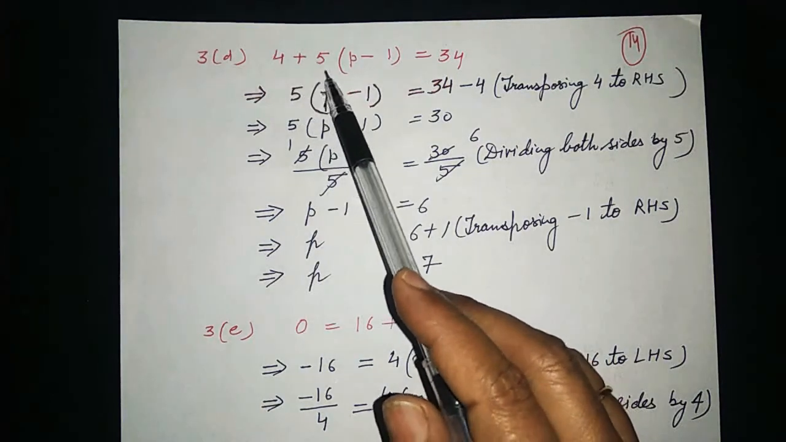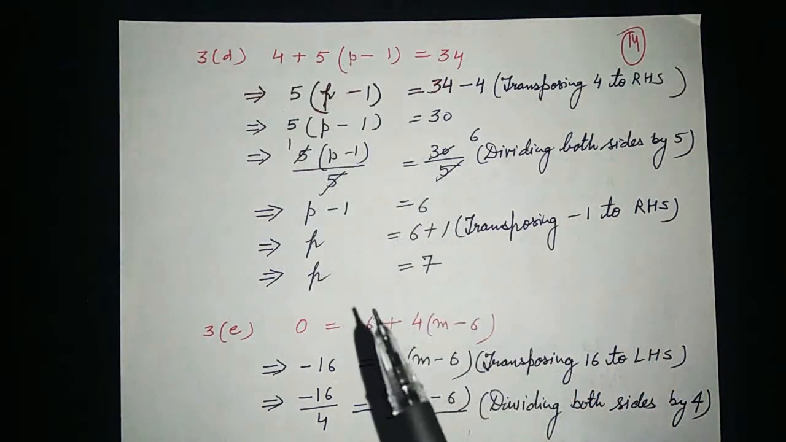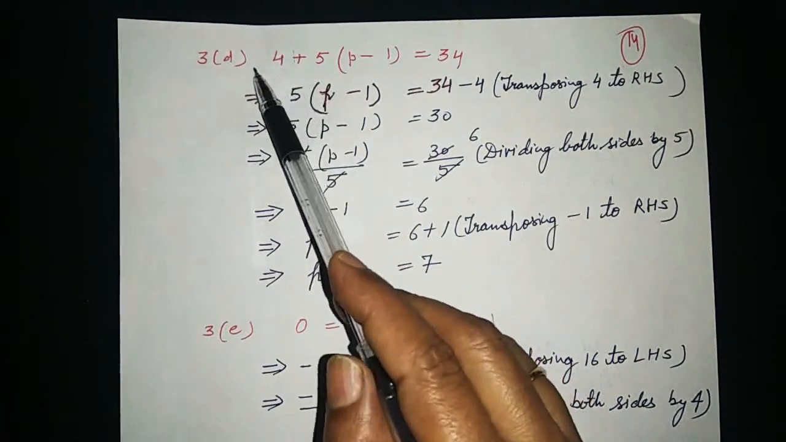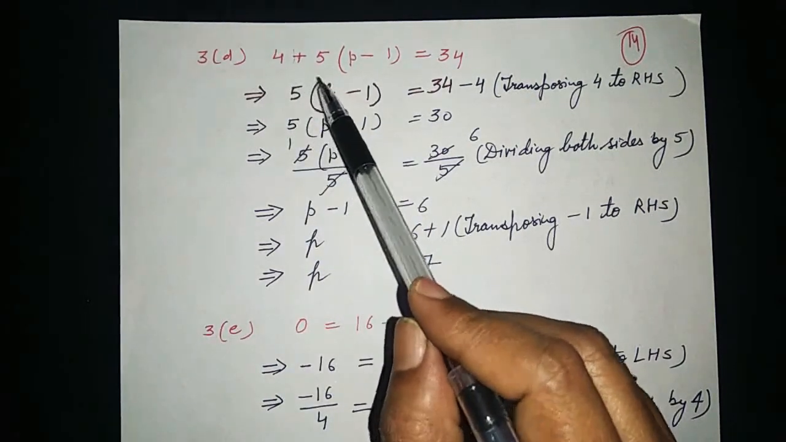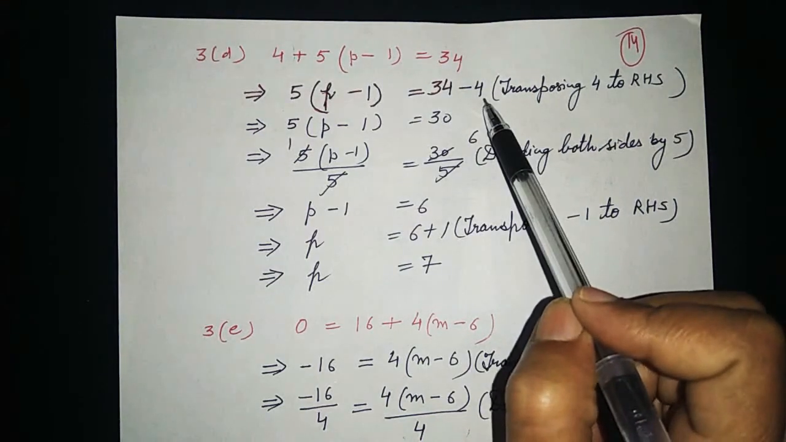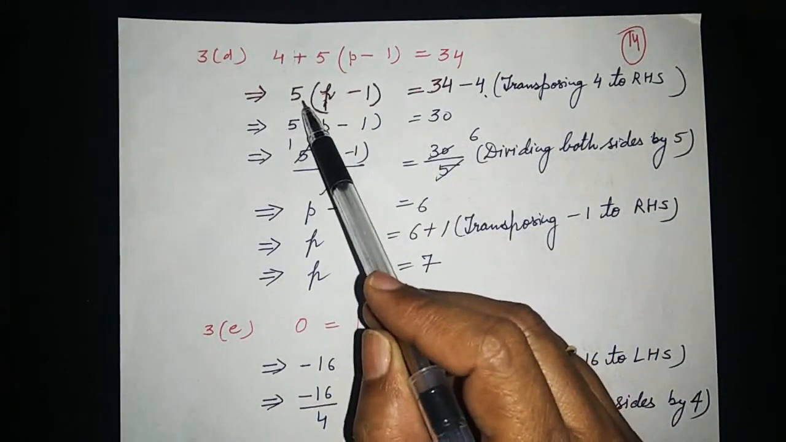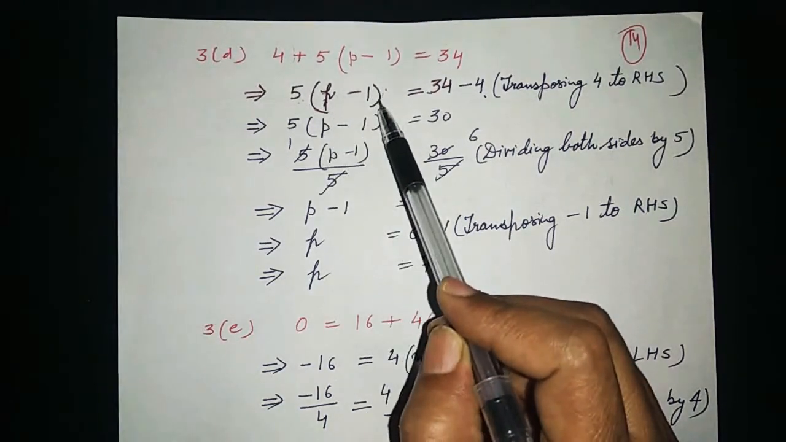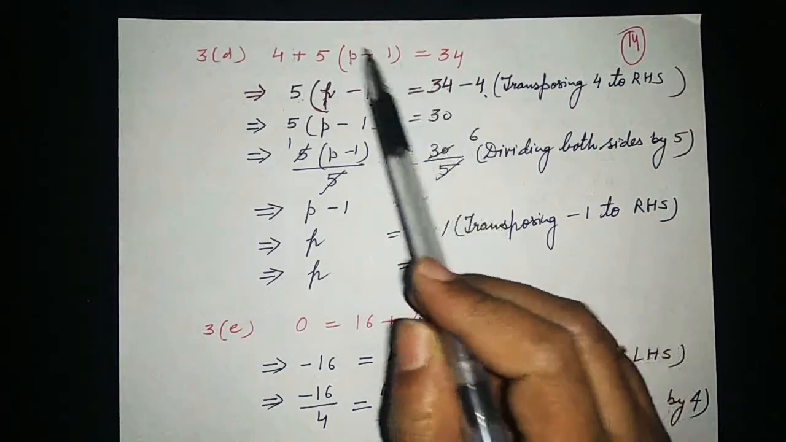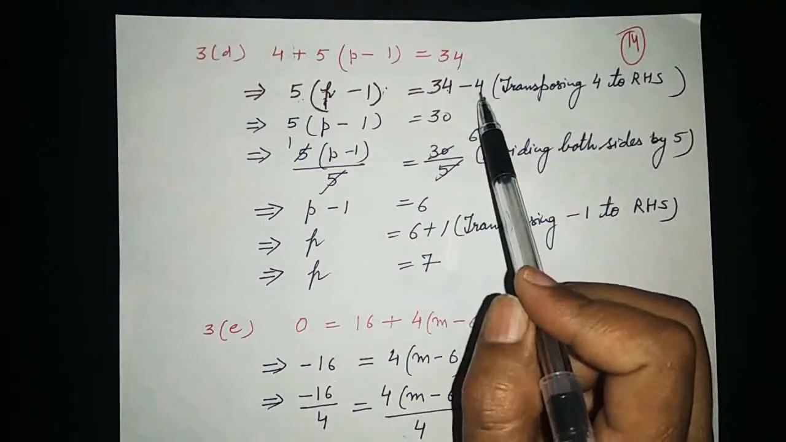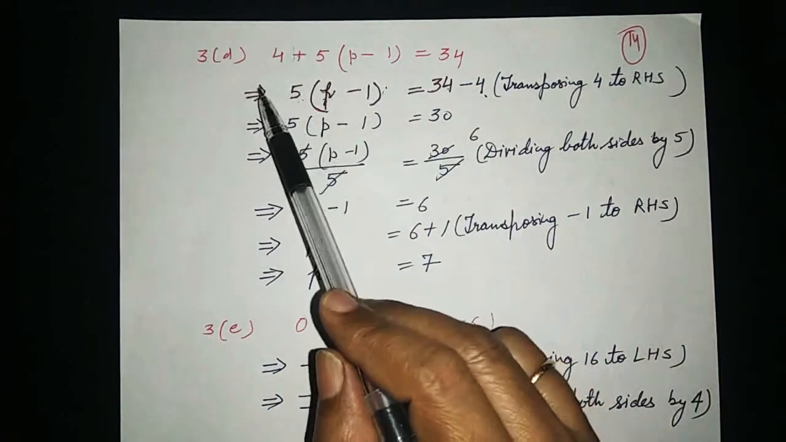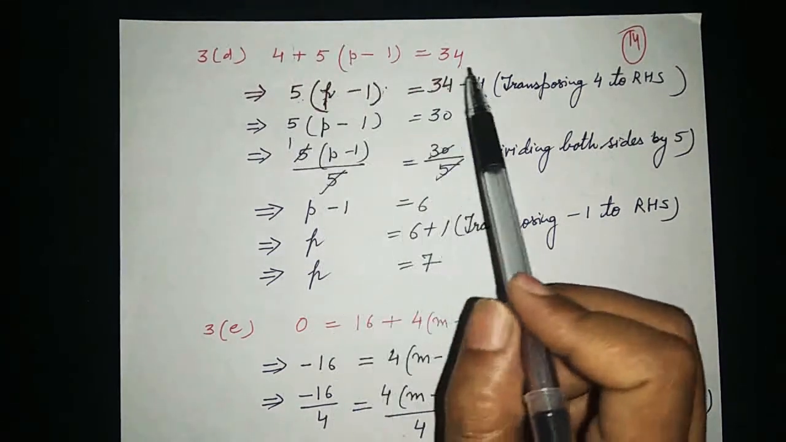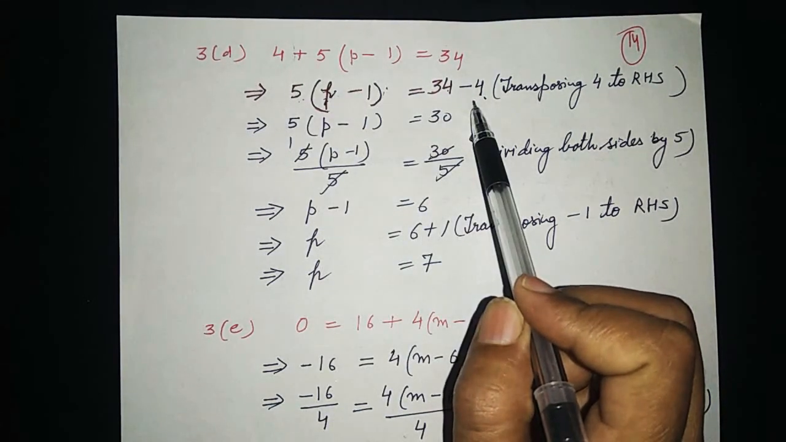Here in the first step, first we will transpose this plus 4 from the left hand side to the right hand side. So the equation will be 5 into p minus 1, p minus 1 we will write in bracket, is equals to 34 minus 4. And you can see this plus 4 is now minus 4 on the right hand side.